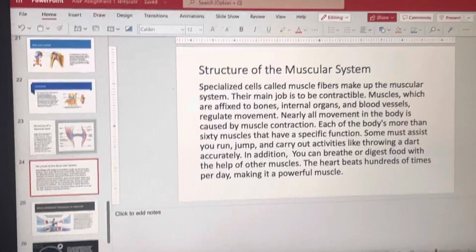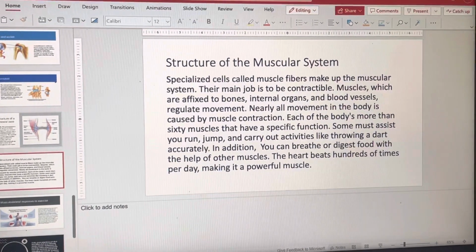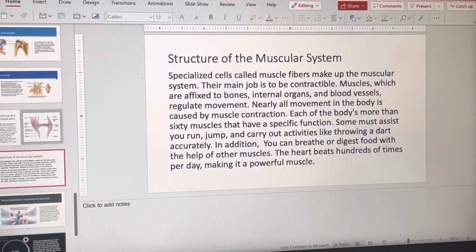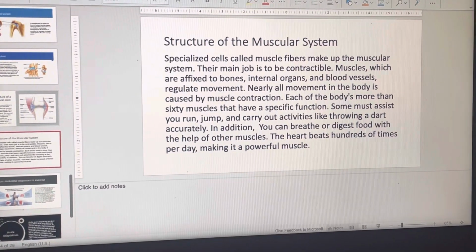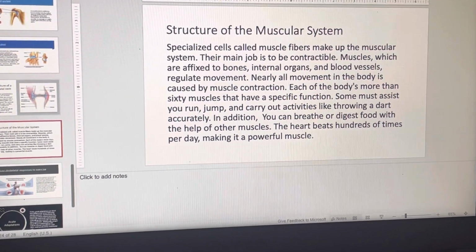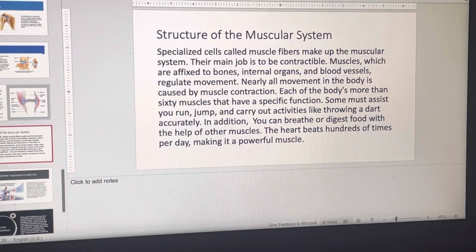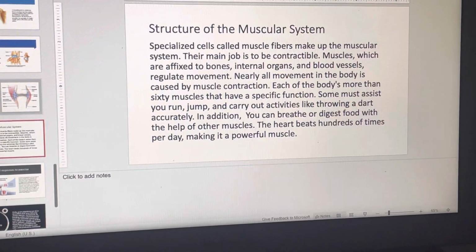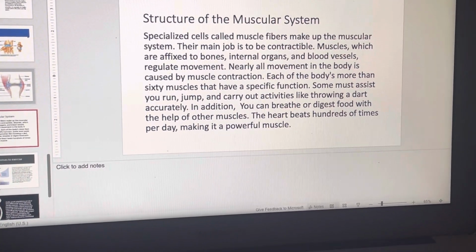Finally, moving on to the structure of the muscular system. Specialized cells called muscle fibers make up the muscular system. Their main job is to contract. Muscles, which are affixed to bones, internal organs, and blood vessels, regulate movement. Nearly all movement in the body is caused by muscle contraction. The body has more than 60 muscles, each with a specific function.